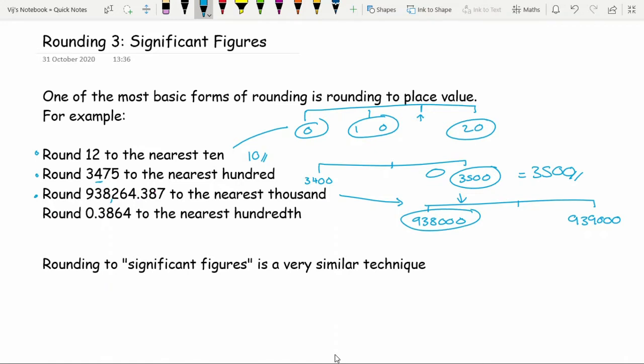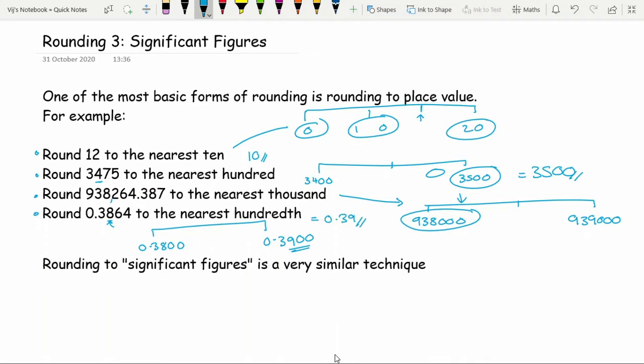So the answer will be 938,000. And then for the fourth example, here we're looking at the hundredth, so we're looking at this 8 digit here. So again, we're looking at 0.38 and 0.39, and again if we want to write some zeros just because we've got it to 4 decimal places we can. So again we're looking at what number is 0.3864, you could say as equivalent. Well, that's going to be close to 0.39, so the answer there would be 0.39.